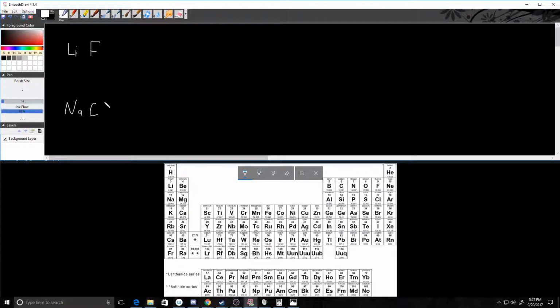Table salt, we know its chemical formula is NaCl. We can even check to make sure we learned that right. Sodium has a charge of positive 1, chlorine has a charge of negative 1. Crisscross those two, one of each, that's what we got. And we call that, if I wanted to name it, sodium chloride.